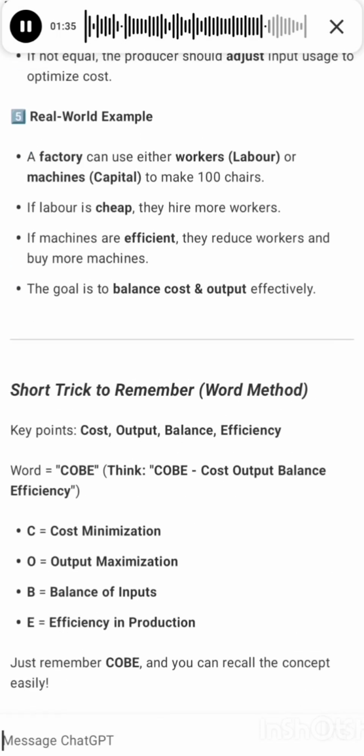Short trick to remember: word method. Key points: cost, output, balance, efficiency. The word is COB. Think COB: cost, output, balance, efficiency.